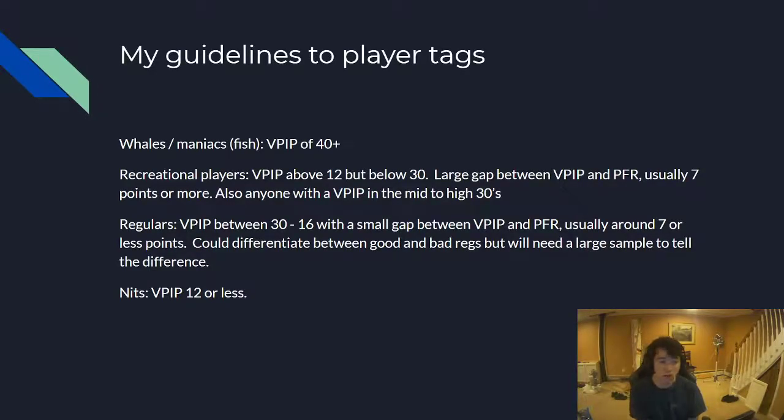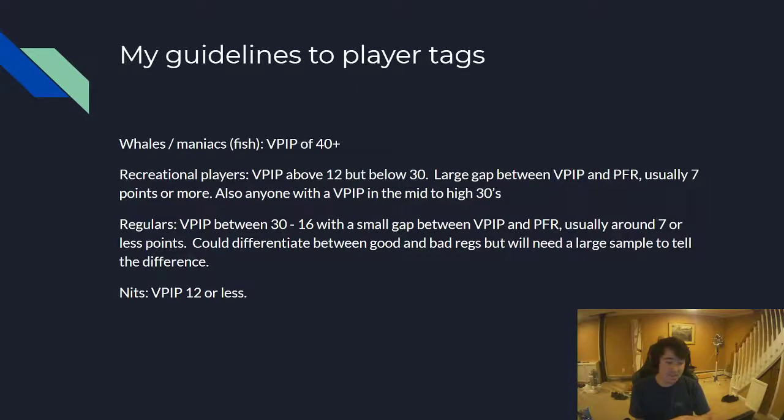So you could also differentiate between good and bad regs if you want to further separate them in your tagging system, but you're going to need a pretty large sample size, about 1K to 2K hands, to really differentiate between a good or bad reg.